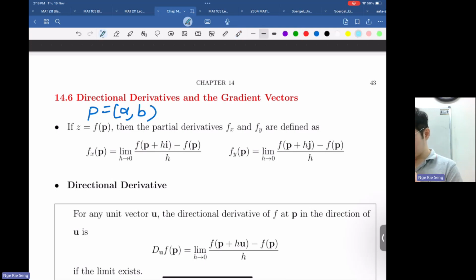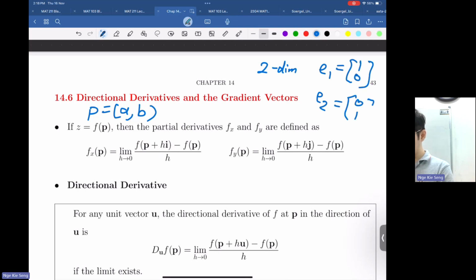So let me tell you this notation here. For example, this is a two-dimensional case. In the two-dimensional case, you need two bases, right? So the standard basis we pick is e1 and e2. What are e1, e2? e1 is (1, 0), e2 is (0, 1). Sometimes you see i or j. These refer to the same thing.